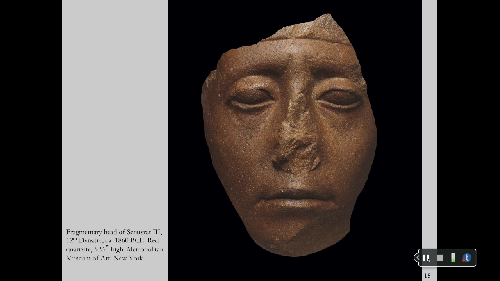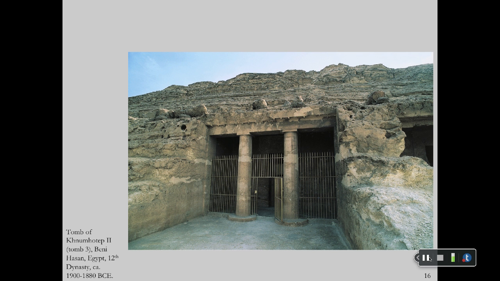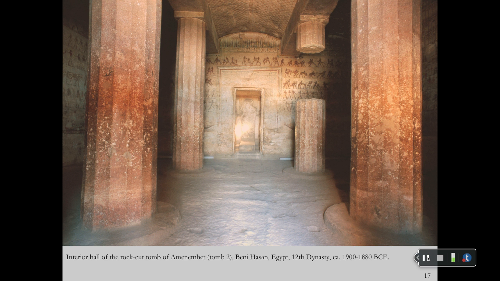The Middle Kingdom 12th dynasty head of Senusret III shows a determined realism. Middle Kingdom burials are on the east side of the Nile at Beni Hasan because earlier pyramids and tombs were being robbed. The tombs are decorated with murals and painted relief sculptures. Interior of a rock-cut tomb at Beni Hasan.